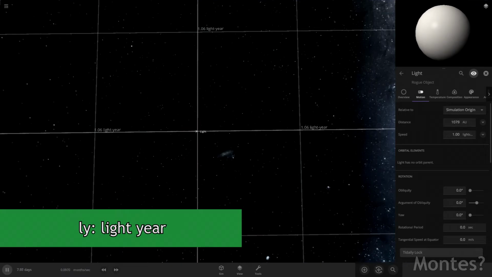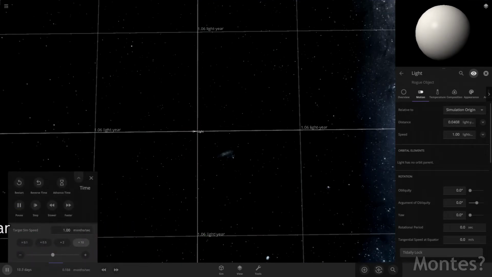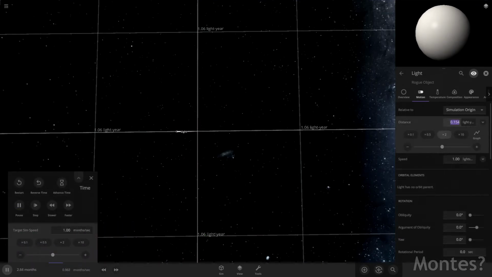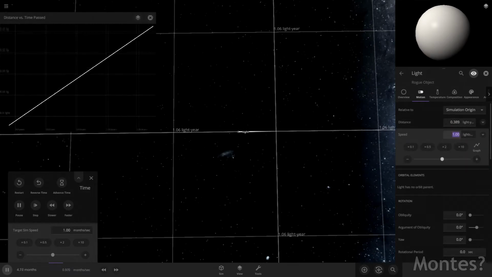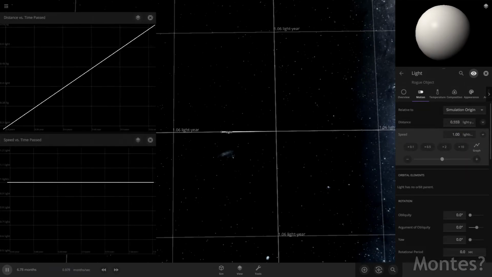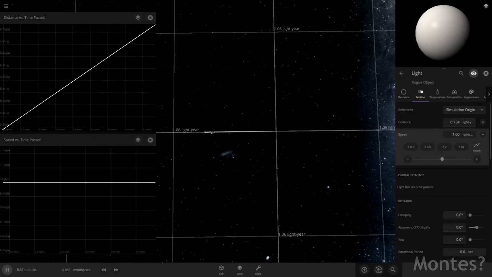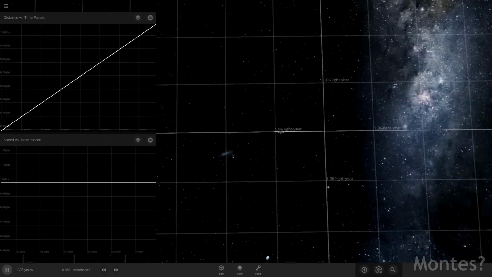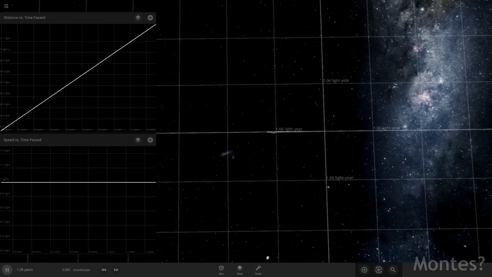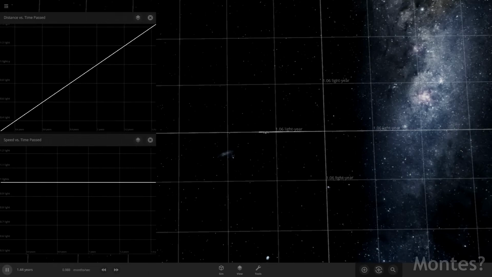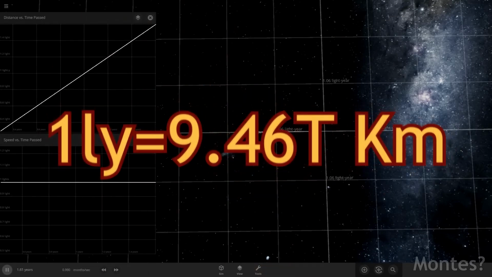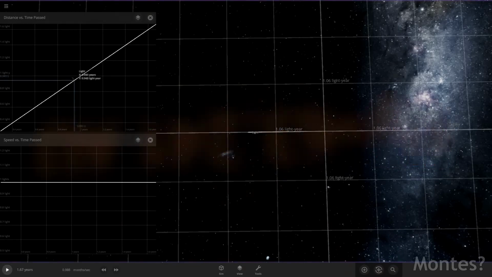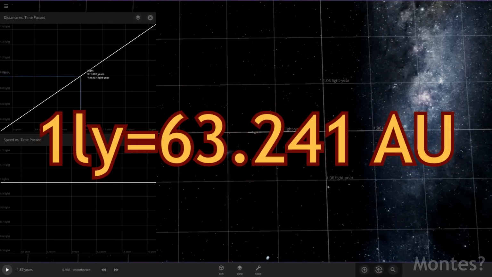Then we use the light year. I am sure that you have heard it a lot, but few people really understand its meaning. It is simple. It is just the distance traveled by light in one terrestrial year. This is approximately 9.46 trillion kilometers or 63,241 astronomical units.